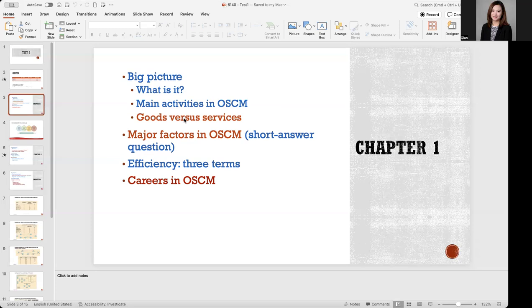For chapter 1, I divide it into four parts. The first part gives you the big picture of operations and supply chain management, because chapter 1 focuses on the overall overview. So the first thing you need to go over is what it is: what operations is, what supply chain is, what operations management and supply chain management are.